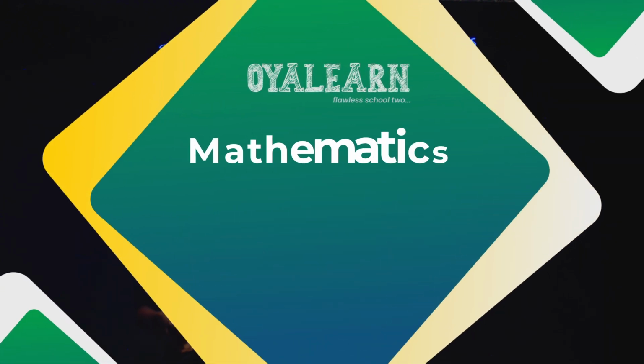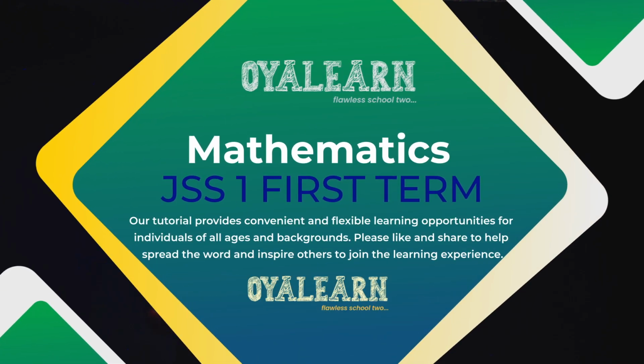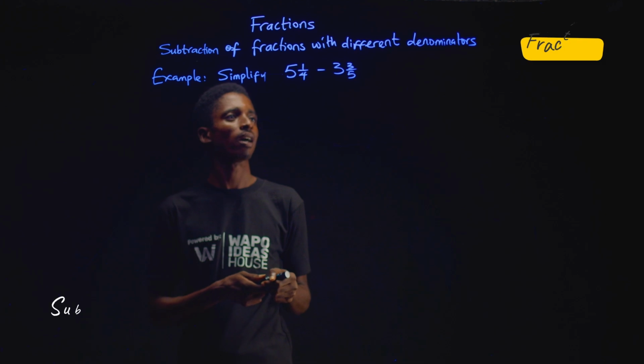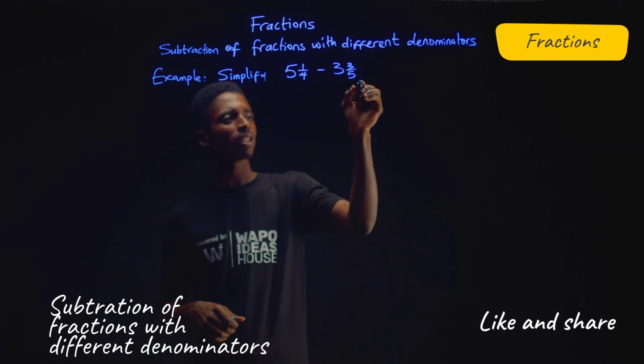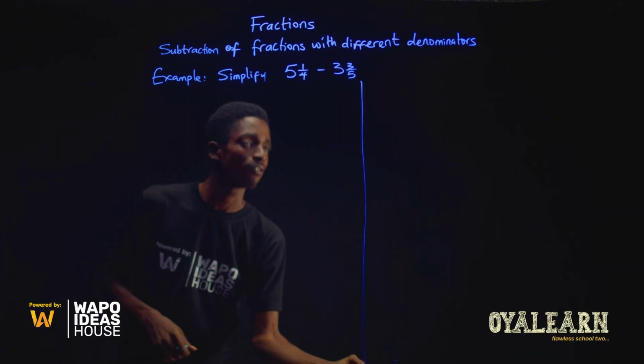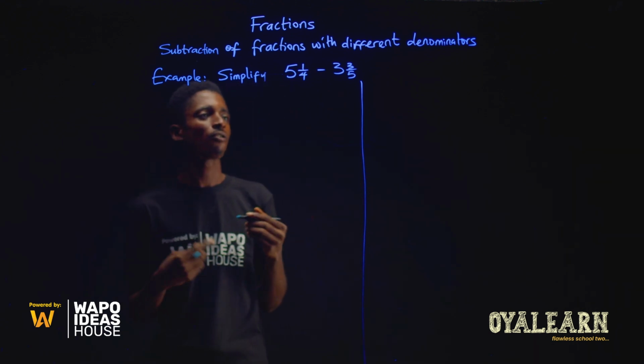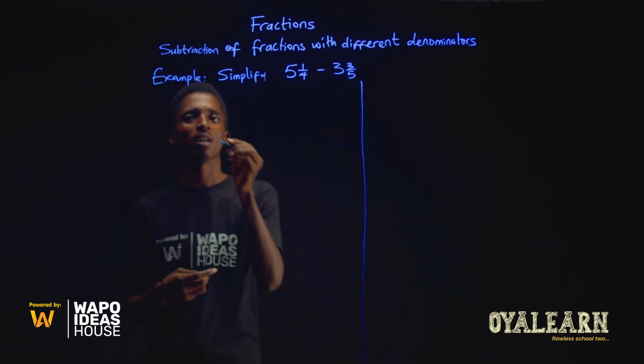Now let's simplify 5 whole number 1 over 4 minus 3 whole number 3 over 5. We have two mixed fractions here with different denominators. So the first thing is to bring them to improper fractions.